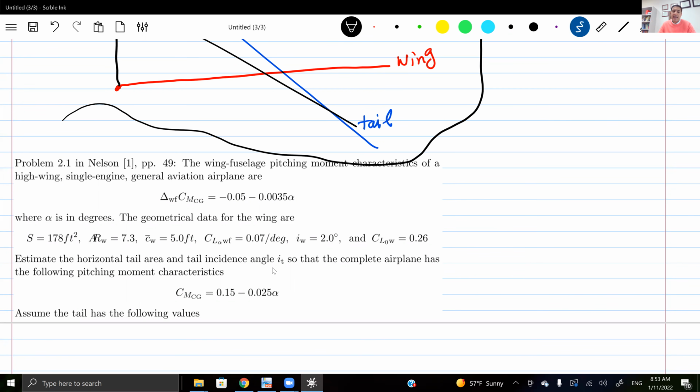It's giving you many things and is asking you to estimate the horizontal tail area and the tail incidence angle. How large your tail should be, and how you're going to place it on the airplane. How you're going to set it, at what angle. So it's really a design problem, so that the complete airplane has the full wing pitching moment characteristics. This is what I like to see: CM naught that is positive, and CM alpha that is negative and strong enough. The wing alone is not giving me what I want. So I need to design a tail to have what I want at the end. Any question about the problem description, the story? And let's see how we do it.